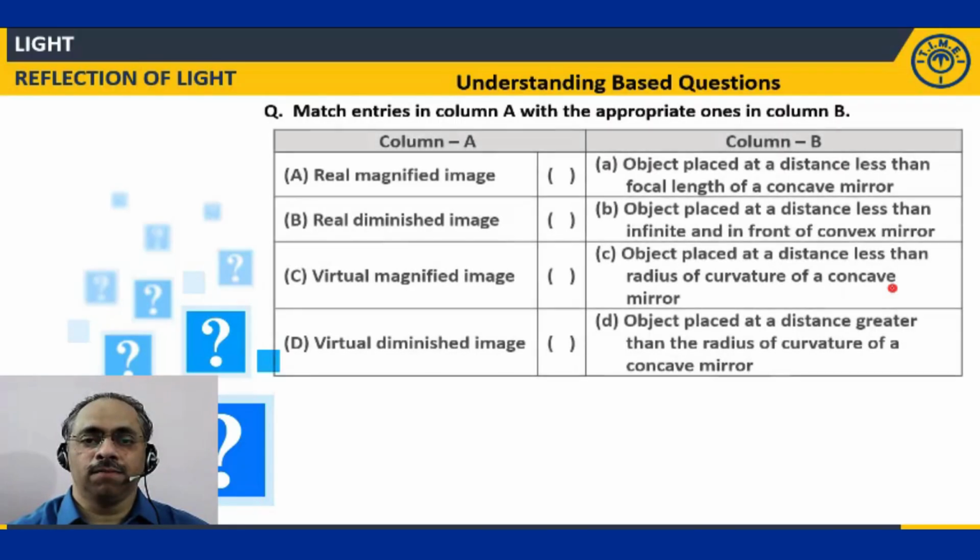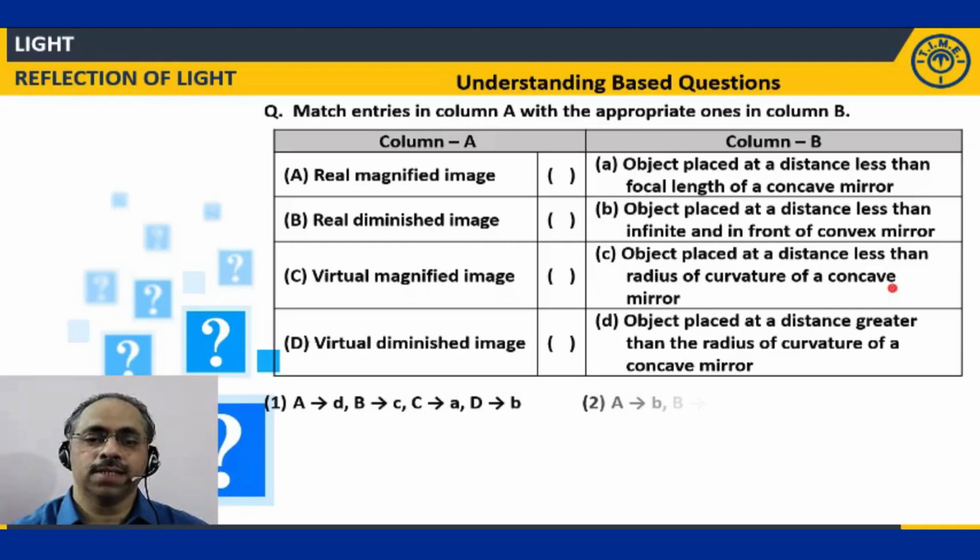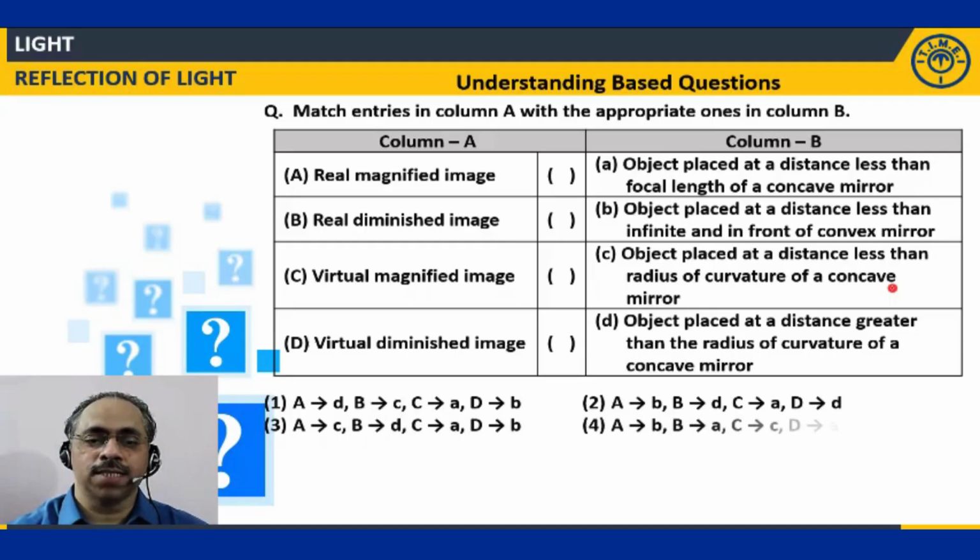Match the entries in column A with the appropriate ones in column B. And he has given here: A to D, B to C, C to A, D to B. So like that we have the options. Now we need to identify which is the correct option out of the 4. Now let us check the first one in column A, real magnified image. Where do you get a real magnified image? Is it a convex lens? Sorry, concave mirror, or is it a convex mirror? Obviously it is a concave mirror. So we need to check the options over here.